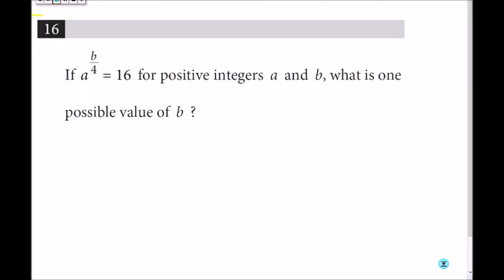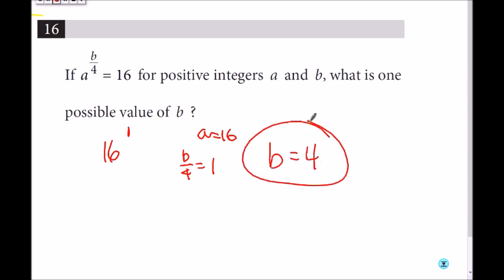If A to the B over 4 is 16, with positive integers A and B, what is one positive value of B? So it can be 16 raised to 1, right? So A is 16, and B over 4 equals 1. So B can be 4. Can it be other answers? Yes.